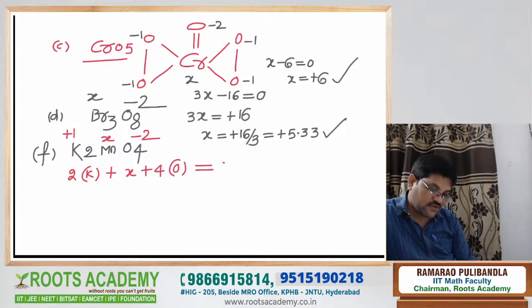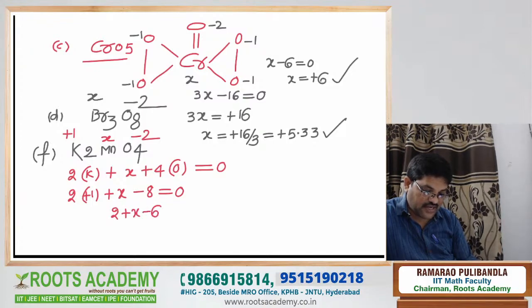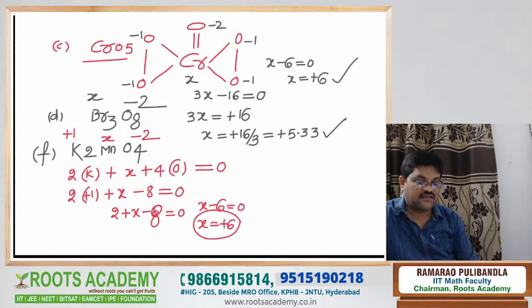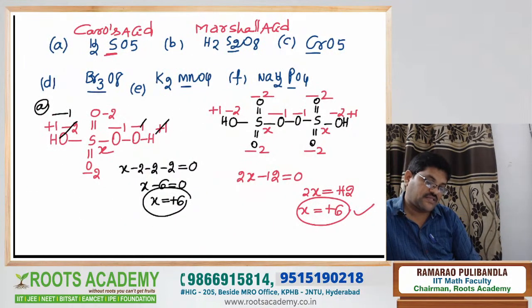The sum of the oxidation states equals what? 0. And the potassium charge is plus 1, manganese is taken as x, and oxygen gives -8. Now what do you get? 2 plus x minus 8 is equal to 0. Now x minus 6 is equal to 0. x is equal to plus 6. Manganese is in the plus 6 state.